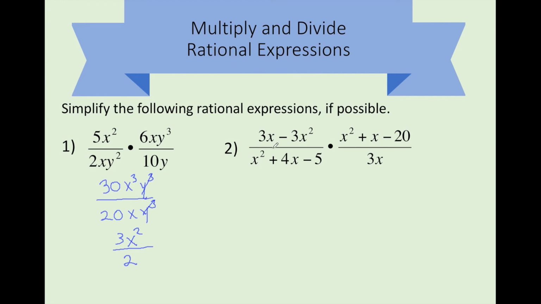Now let's talk about this one here. All right, for this one, the first thing we want to do is factor out common terms. Since this is a multiplication, just draw a line straight across, because all you're doing is multiplying all the factors on the top, and on the bottom.